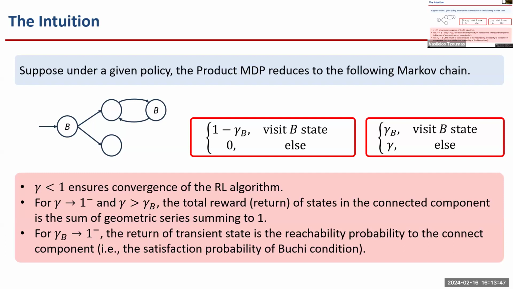And if you are applying learning, you will see that the reward you collected on this path will be a geometric series of gamma B. So that happens to be 1, right?